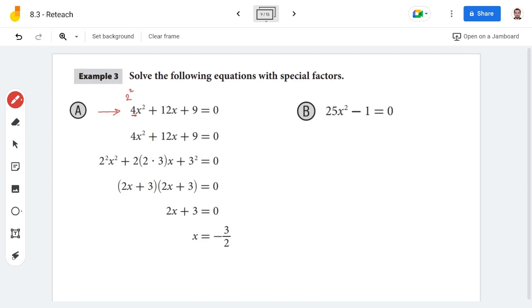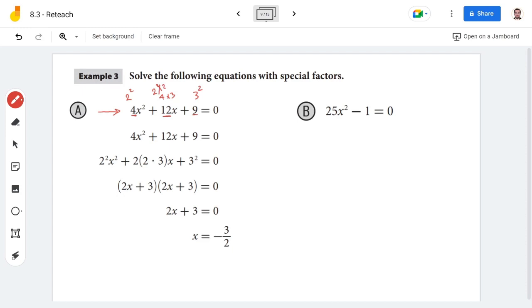It's 2 squared, right? Now, do I have two numbers that give me 12? No, I don't. But I know that 4 multiplied by 3 gives me 12, and 4 will be 2 squared, or I can say 2 times 2. 9 also can be written as 3 squared.